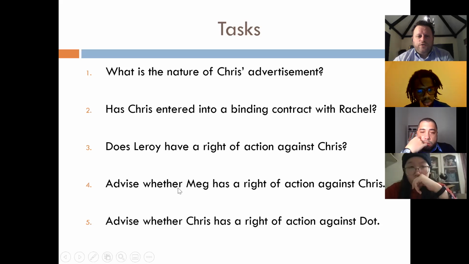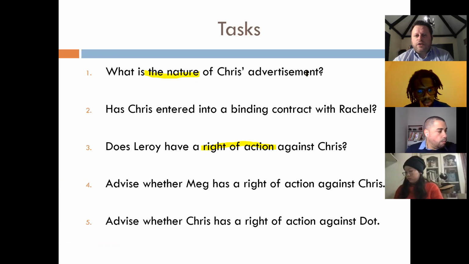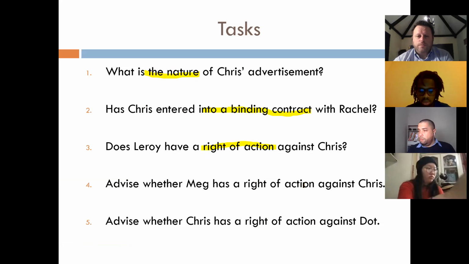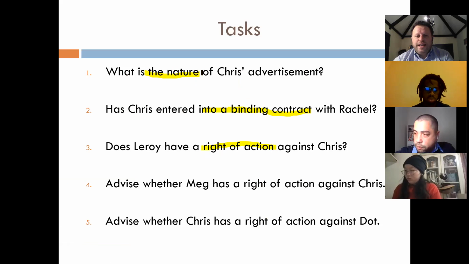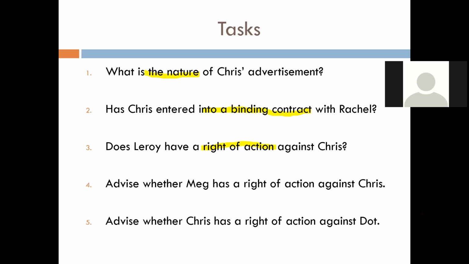So one thing you need to know if you don't, and we might have looked at it before, is right of action. What does that mean? So you understand, like, what is the nature of Chris's advertisement? Has Chris entered into a binding contract with Rachel? Right of action. So here's like the vocabulary. What do I mean when I say what is the nature of Chris's advertisement? I mean, is it an offer? That's really what that means. Is it an offer?